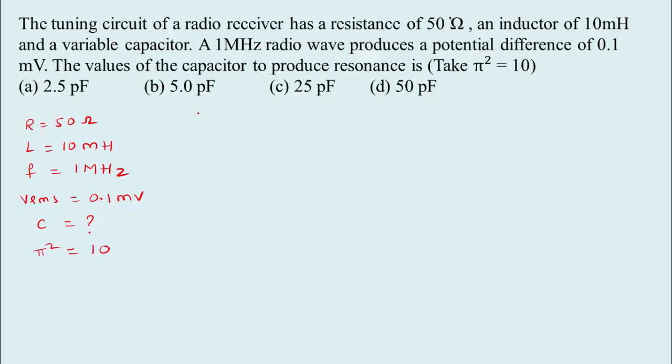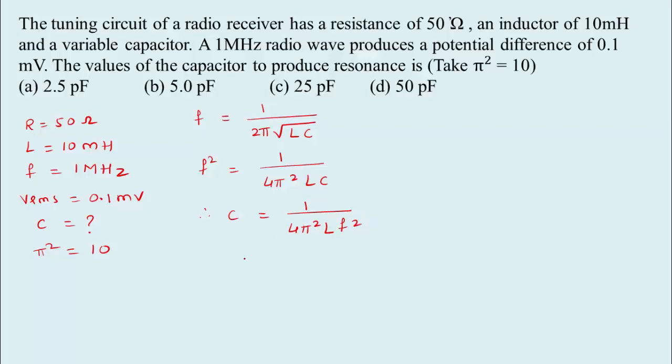So here we have the equation for frequency. F equal to 1 divided by 2 pi root of LC. Or we can write it as F square equal to 1 divided by, squaring on both sides, we will get 4 pi square LC. So we want capacitor value. So C equal to, we will get 1 divided by 4 pi square L F square.